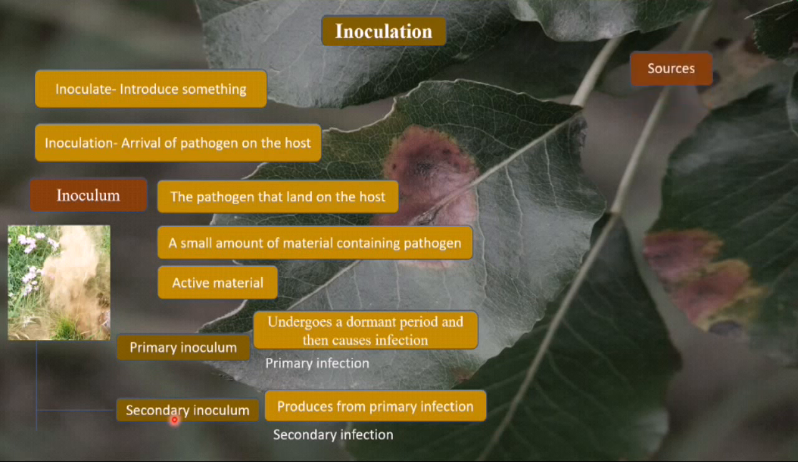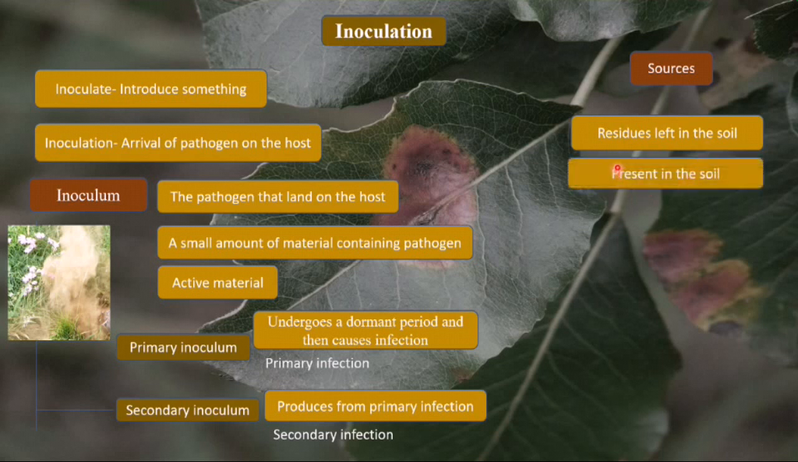So now this inoculum, that is these spores or any other part of a pathogen, can be derived from various sources. This could be from the residues left in the soil. For example, when a field is being cleared after farming, there may be some residues of the plant left in the soil, and that plant might be carrying the inoculum. Then it might already be present in the soil. For example, all the crops have been cleared but the soil is there and some of the spores are present in the soil.